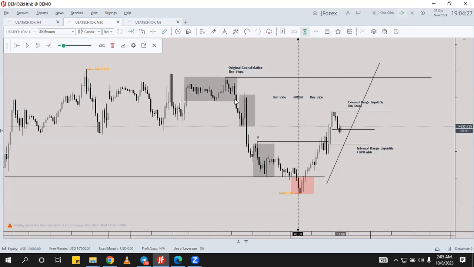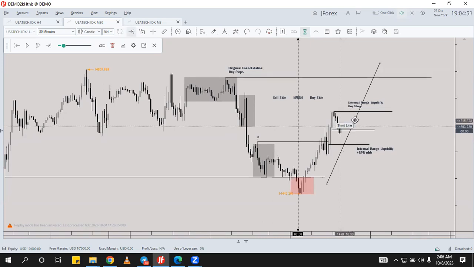Then we have accumulation on the sell side of the curve, right? Accumulation on the sell side, then distribution of those orders that were accumulated on the buy side of the curve. So that is it in summary.